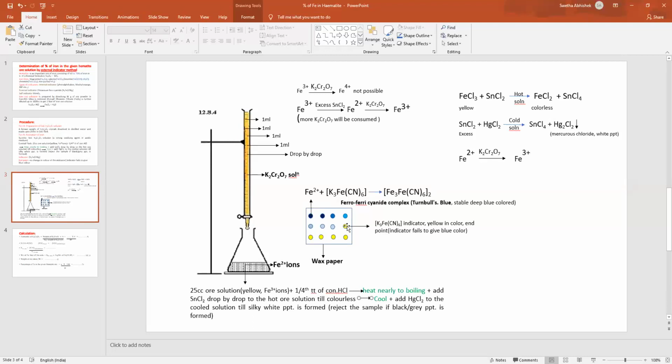You can see this. At the end point, the indicator retains its original color. So what is the original color of the indicator? That is yellow. When the indicator doesn't give you any blue color, that gives you the end point. This indicates that at the end point, the indicator fails to give blue color. This is because all ferrous ions are completely oxidized to ferric. As there are no ferrous ions to react with the indicator, no blue color is developed. Therefore, the indicator fails to give blue color.